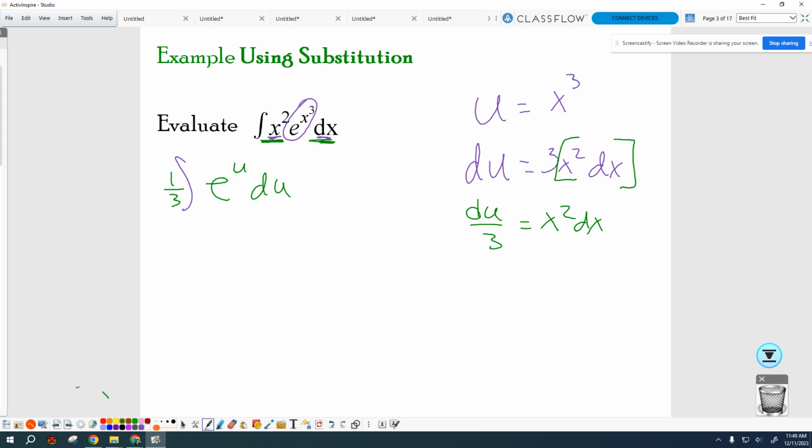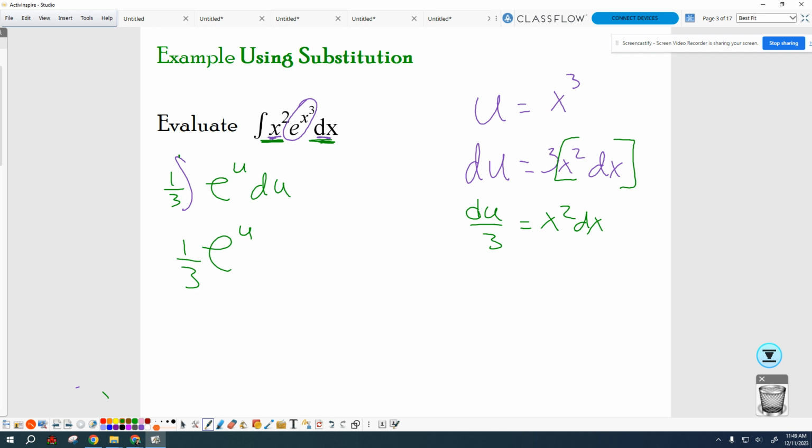So Sam, looking at just this stuff inside the integral, the integral of e to the u with respect to u is just e to the u. So it became so much easier, right? What do I do with the 1/3? Just keep it. And that I had no numbers on there.